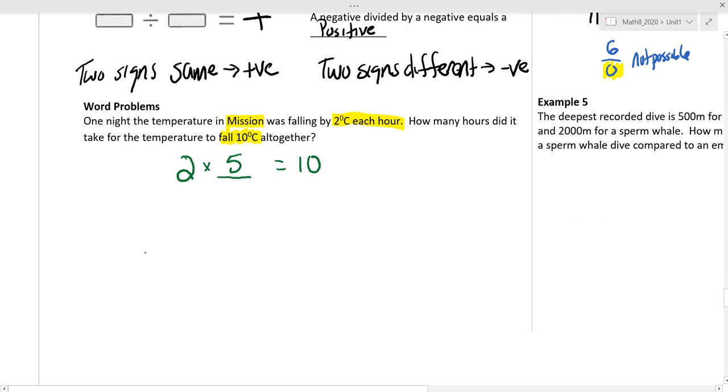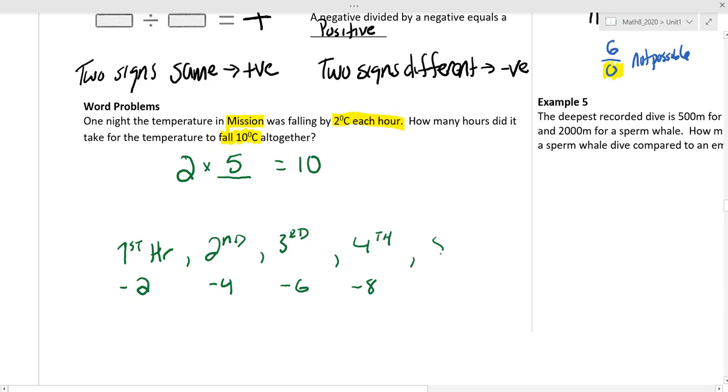In the first hour, the temperature went down by 2 degrees. In the second hour, it went down to -4. In the third hour, it went down by another 2 degrees to -6. In the fourth hour, it was at -8. In the fifth hour, it went down by another 2 degrees. It's -10. So it fell by 10 degrees. It took 5 hours for that to happen, right?